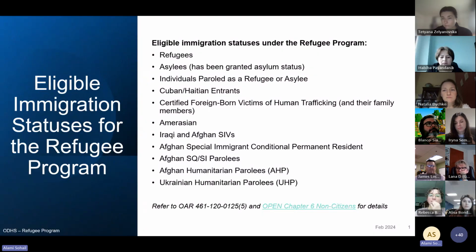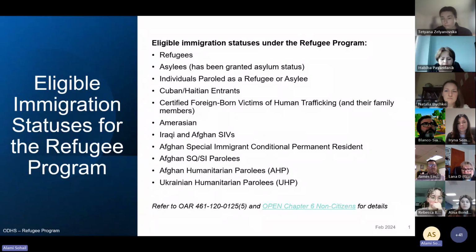So just a general overview, we at the refugee program can serve these eligible immigration statuses. So they are refugees, and people whose asylum has been granted. When we use the word asylee, it is a very broad term that even covers individuals who have applied for asylum. For the refugee program, we can only serve people who have received their asylum status.